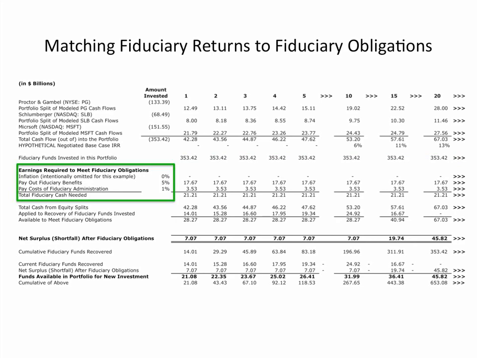Here we have identified three line items that make up fiduciary obligations. As we just discussed, the first, for inflation, we've intentionally omitted, so that's set at 0. This leaves us with a payout of fiduciary benefits, which we have budgeted at 5% of corpus committed to the portfolio, and costs for fiduciary administration, which we have budgeted at 1% of committed corpus.